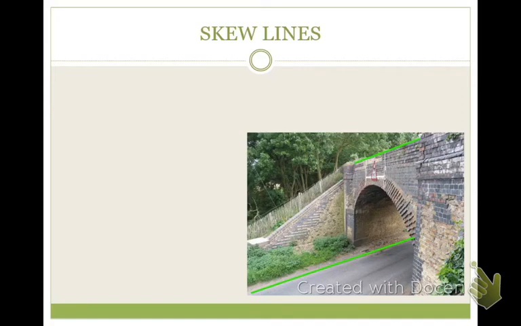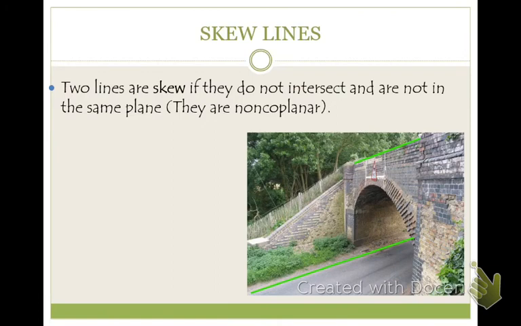They're the weirdest ones. So think of skew, they're like, ew, they have nothing in common. Skew lines do not intersect and they are non-coplanar.